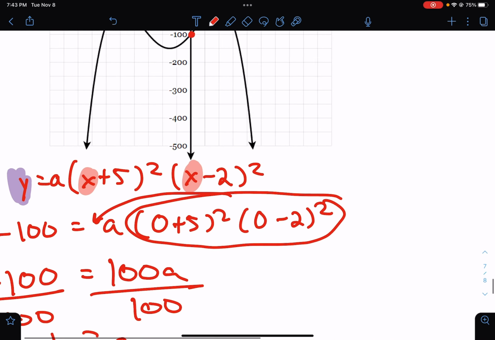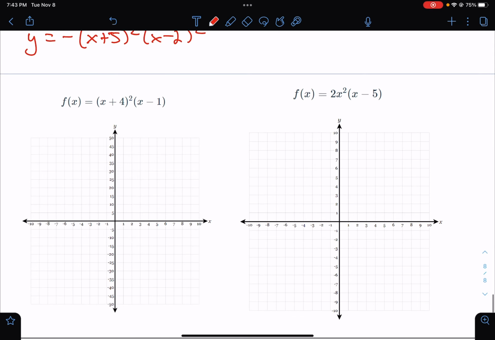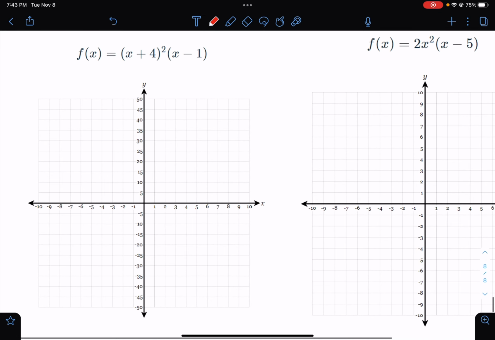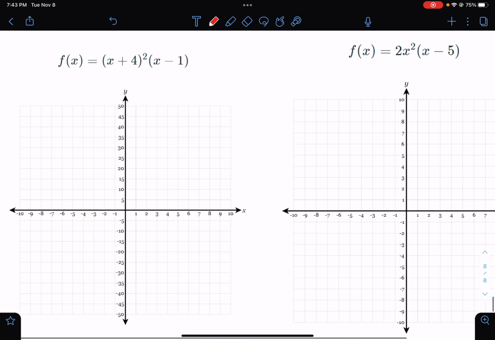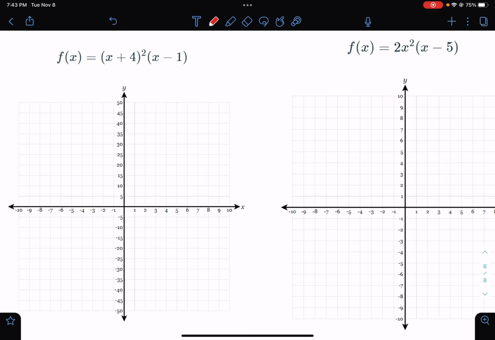All right, so now we're going to go ahead and try some graphing. So when you're graphing, I want you to have an idea of the general shape of the graph before you graph it. So I want you to think about if it's even or odd, and if it's a positive or negative leading coefficient.